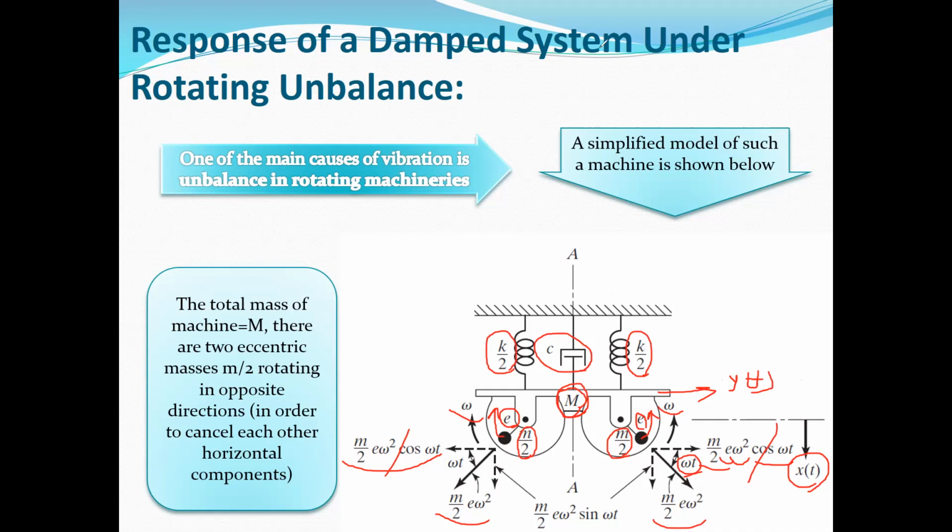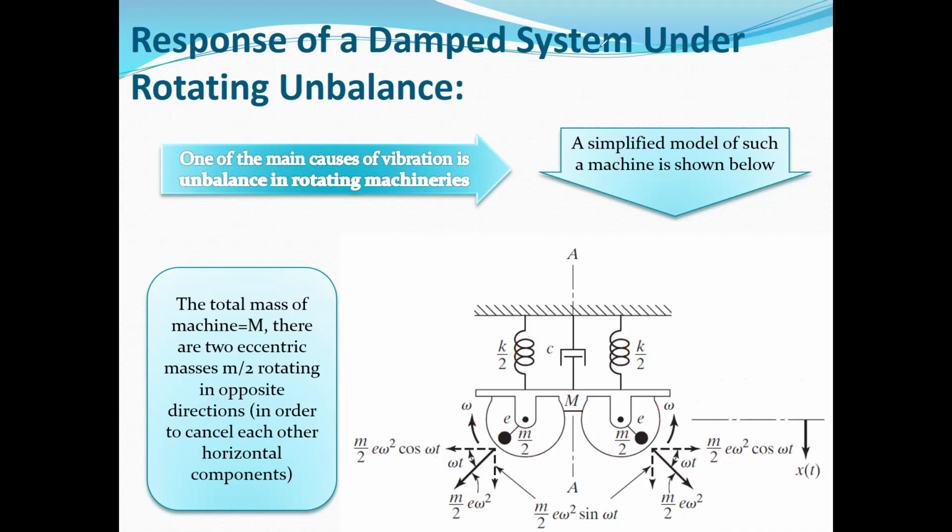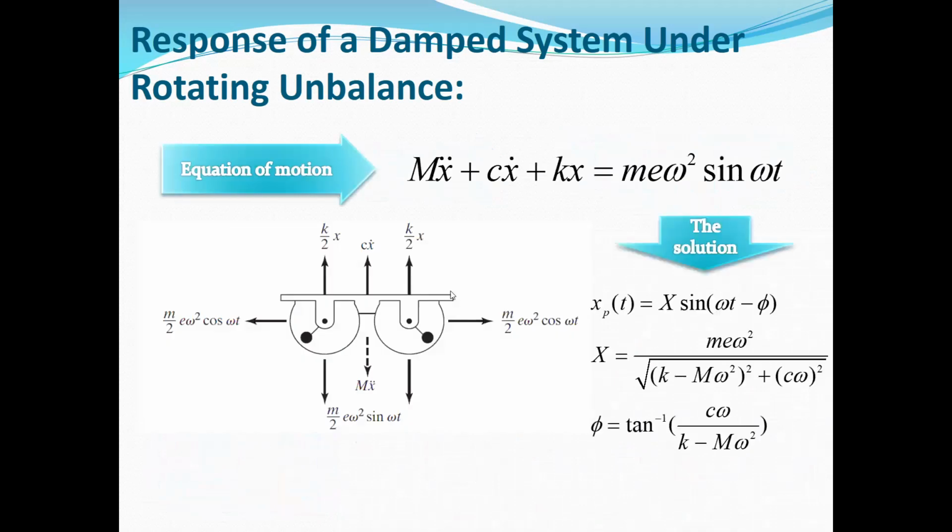So let's extract the equation of motion for this system subjected to two unbalanced rotating masses. If you extract the equation of motion for this system, you can see this is m x double dot plus c x dot plus k x, where this M is the mass of the system, the mass of the structure. It's not the lowercase m. And you can see these two lowercase m, these are the unbalanced masses.